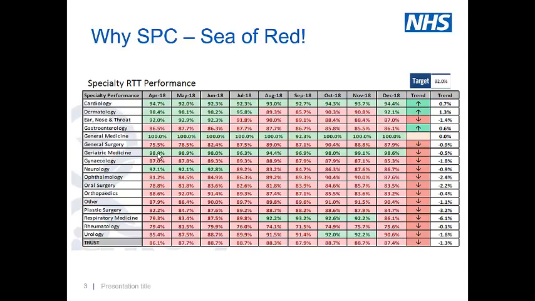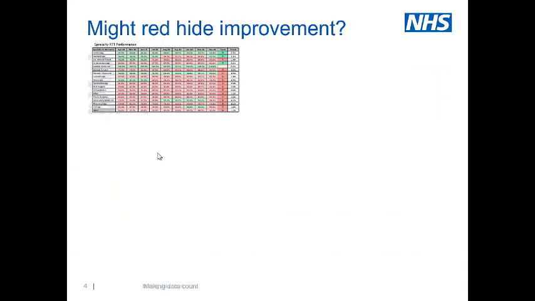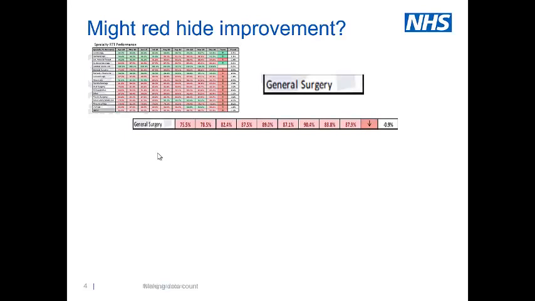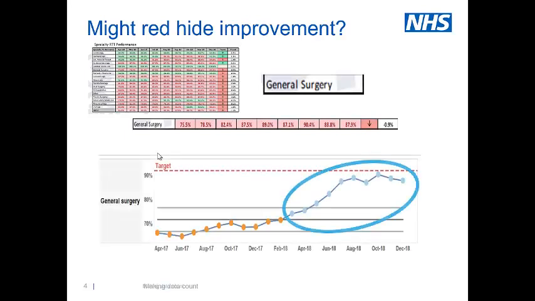And I've got one example of how you can get different messages from the red sections. So here's the same chart, general surgery, drawn out as a statistical process control chart. And in this example, you can see despite it being red, actually we've had some fundamental improvement going on, and we're actually getting really close to the target. So you can imagine the conversations that we might have with this specialty is actually carry on doing what you're doing. You're showing strong improvement. You might get over the target.